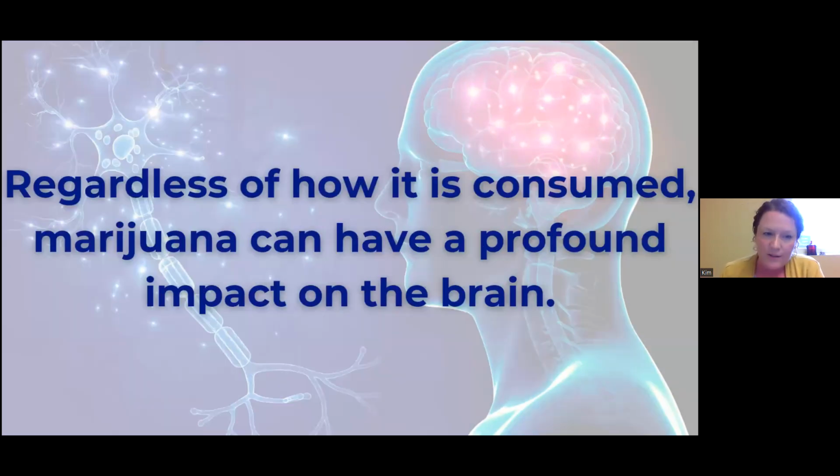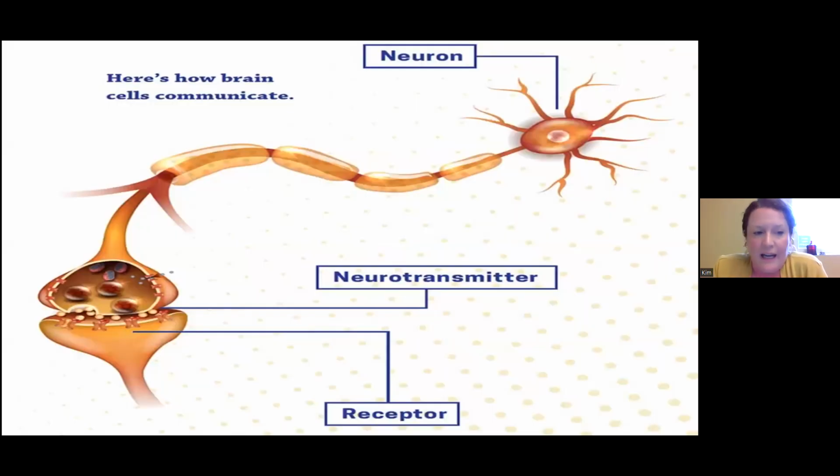So we know regardless of how marijuana is consumed, it can have a profound impact on the brain. All right. I am not a scientist. I am not a biologist. I am not a doctor. Okay. But this is the way that the brain communicates with itself. We literally have hundreds of billions of neurons in our brain that help to communicate and transfer messages throughout. Okay. So these nerve cells work nonstop to send and receive messages.